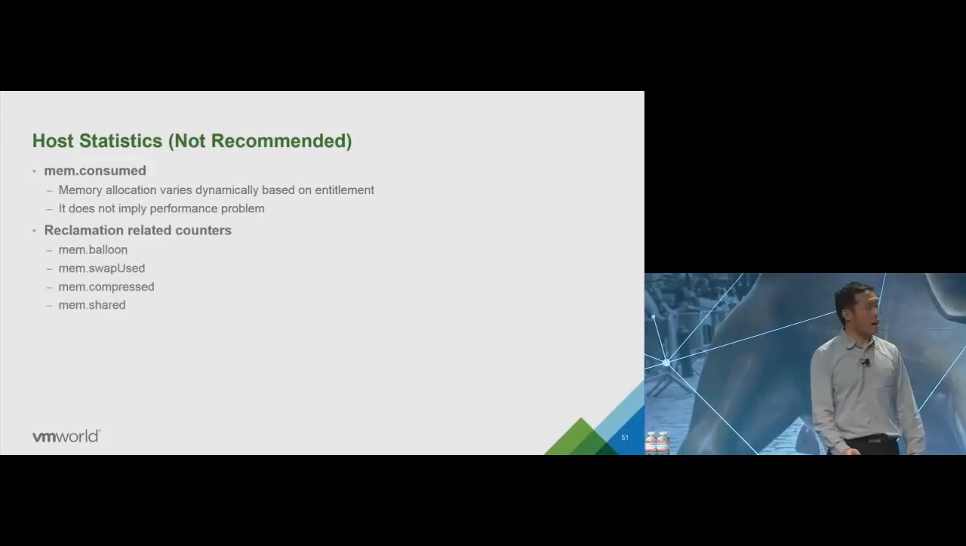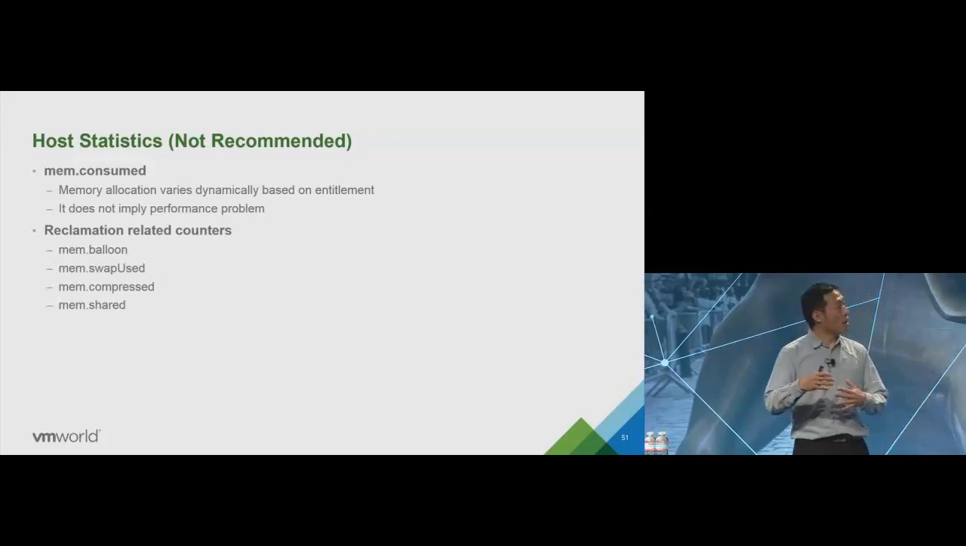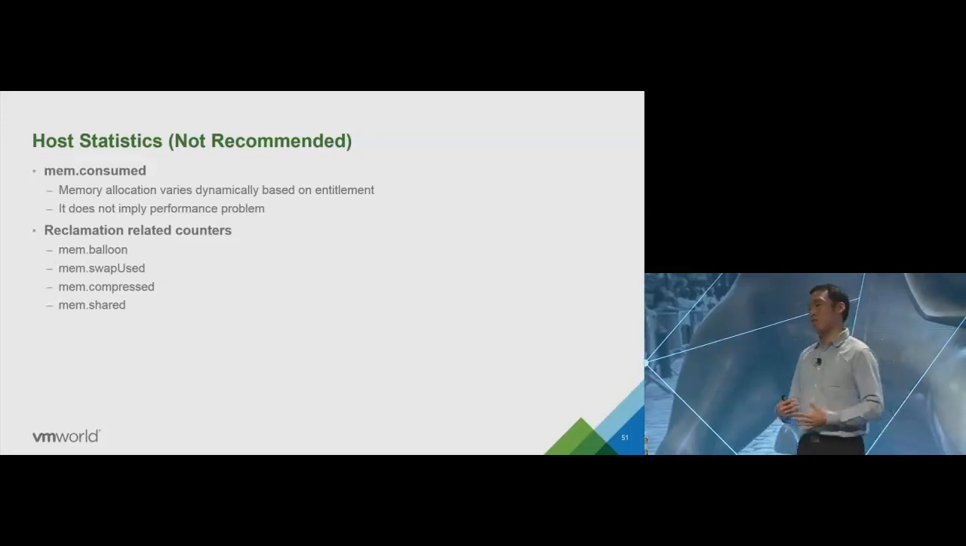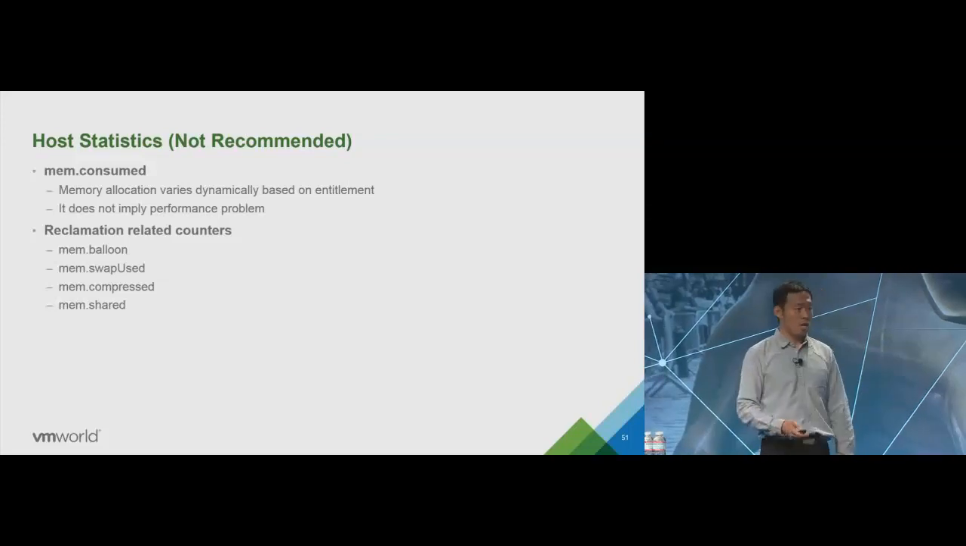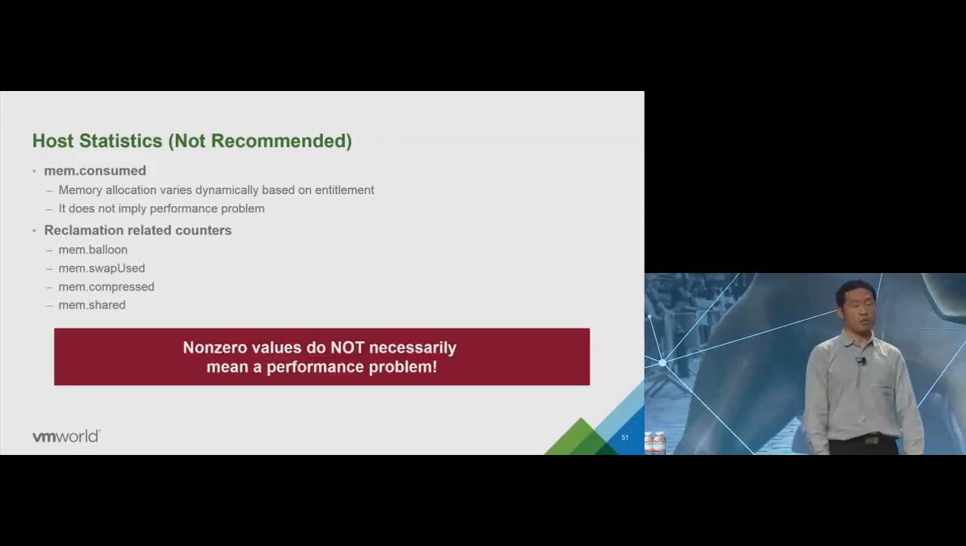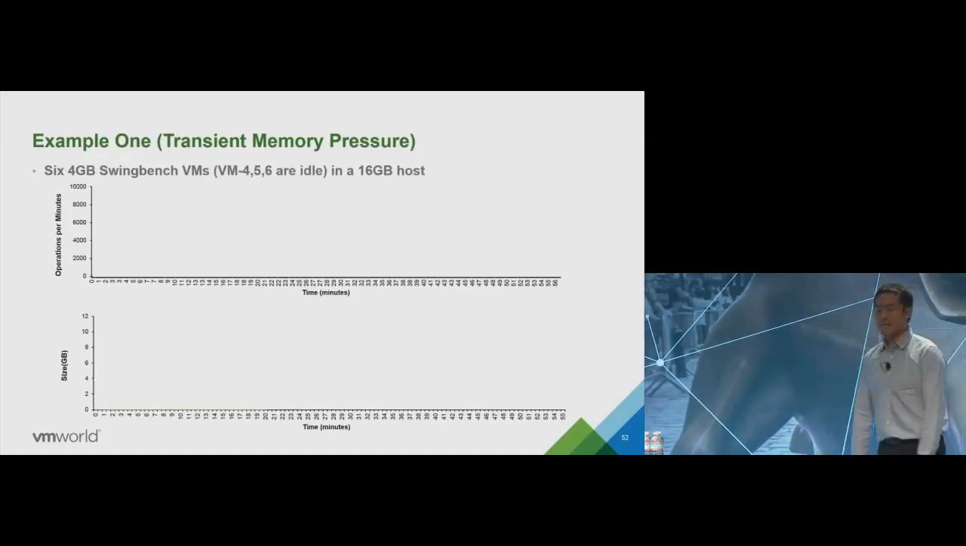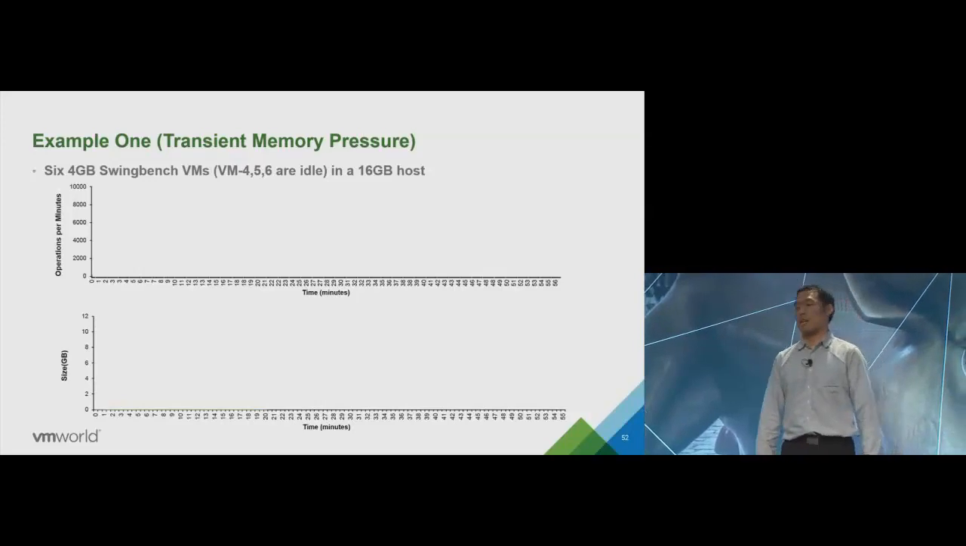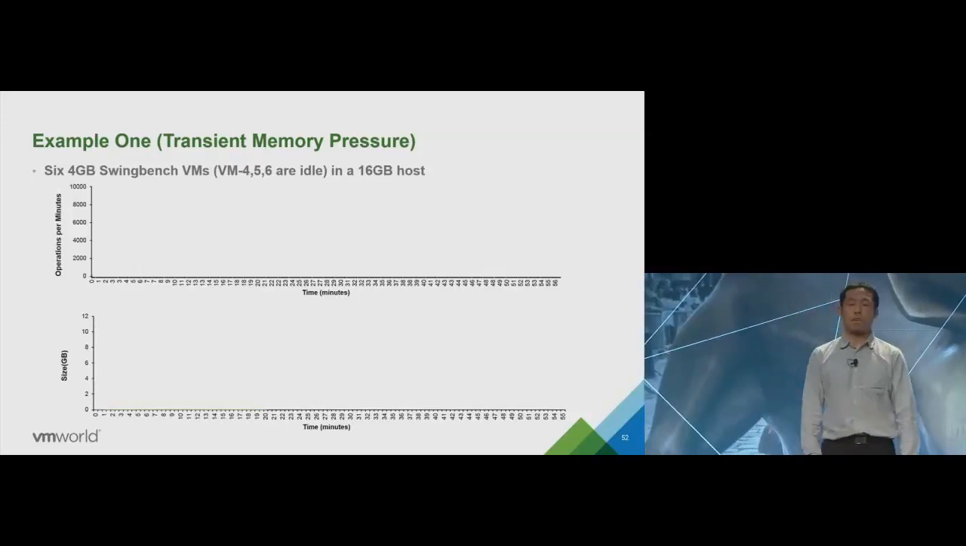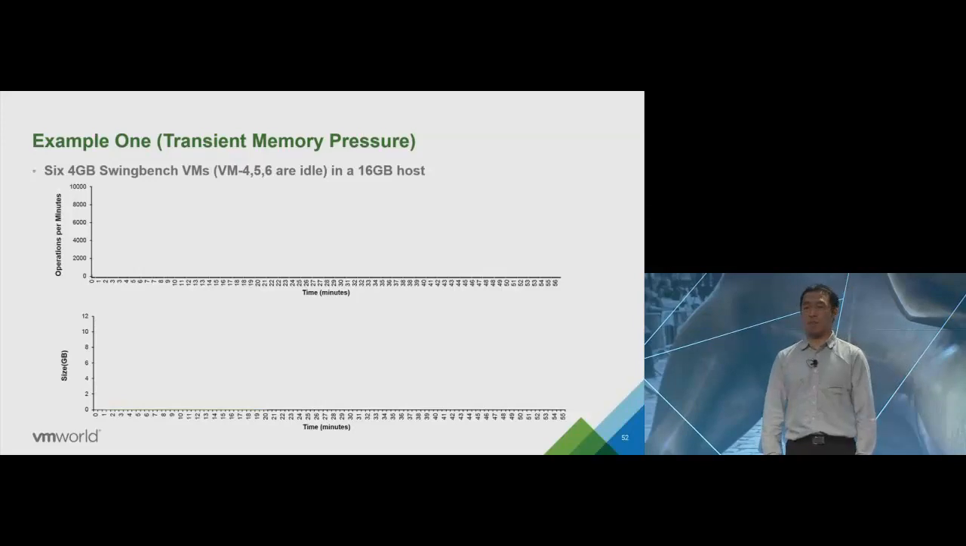Another set of counters are the reclamation-related counters, which tell you the amount, for example the ballooned amount, the swapped amount, the compressed amount, and the shared amount. Non-zero values for those counters do not necessarily mean that your VM has a performance problem. I'll give you an example. In this example, I run six 4GB SwingBench VMs on a 16GB host. Three VMs out of the six, VMs 4, 5, and 6, stay idle during the whole experiment.